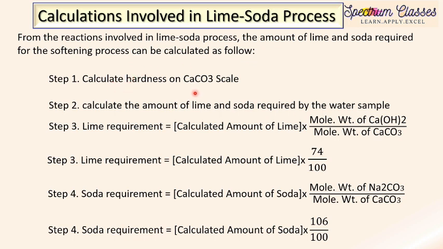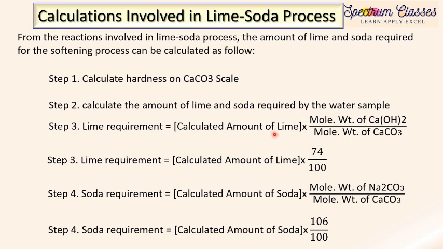First, one has to calculate the hardness caused by the different types of salts present in the water sample on the calcium carbonate scale, as we discussed in our previous video. In the next slide we are going to calculate all these things so you will better understand there. Secondly, calculate the amount of lime and soda required by the water sample. Again we are going to discuss how much lime is required to remove the hardness which is present.